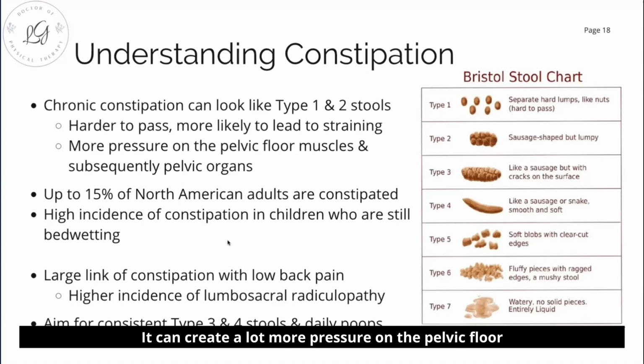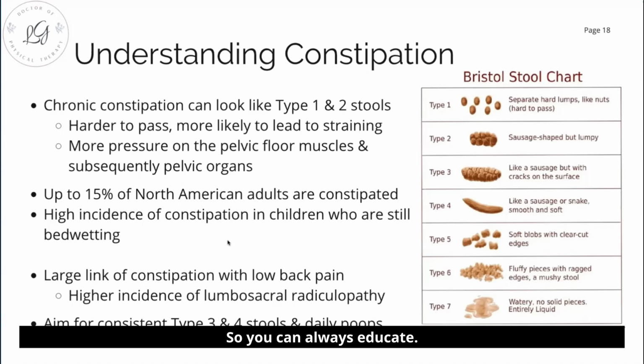It can create a lot more pressure on the pelvic floor muscles. And actually, in the long term, it can cause more risk of pelvic organ prolapse, particularly for women, particularly postpartum. I did find a stat. I have the link in my references later, but up to 15% of North American adults are constipated. And there's also a high incidence of children who are still bedwetting that it's related to constipation as well. There's also a large link of the low back pain and even lumbosacral radiculopathy that's related to chronic constipation.